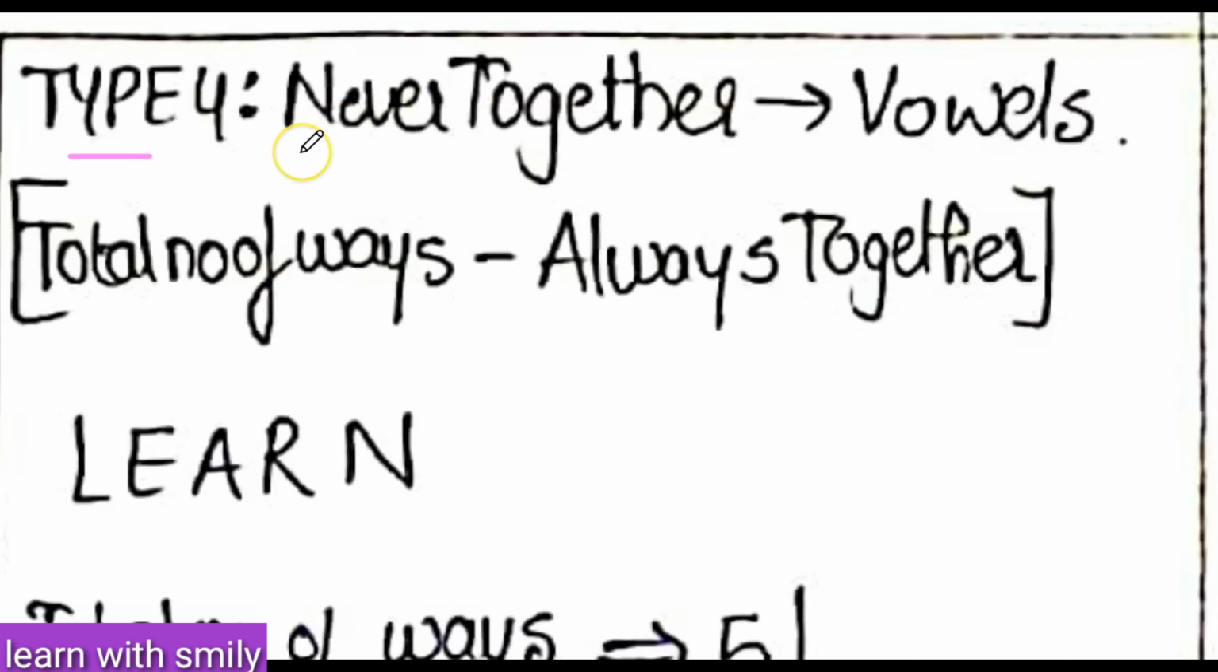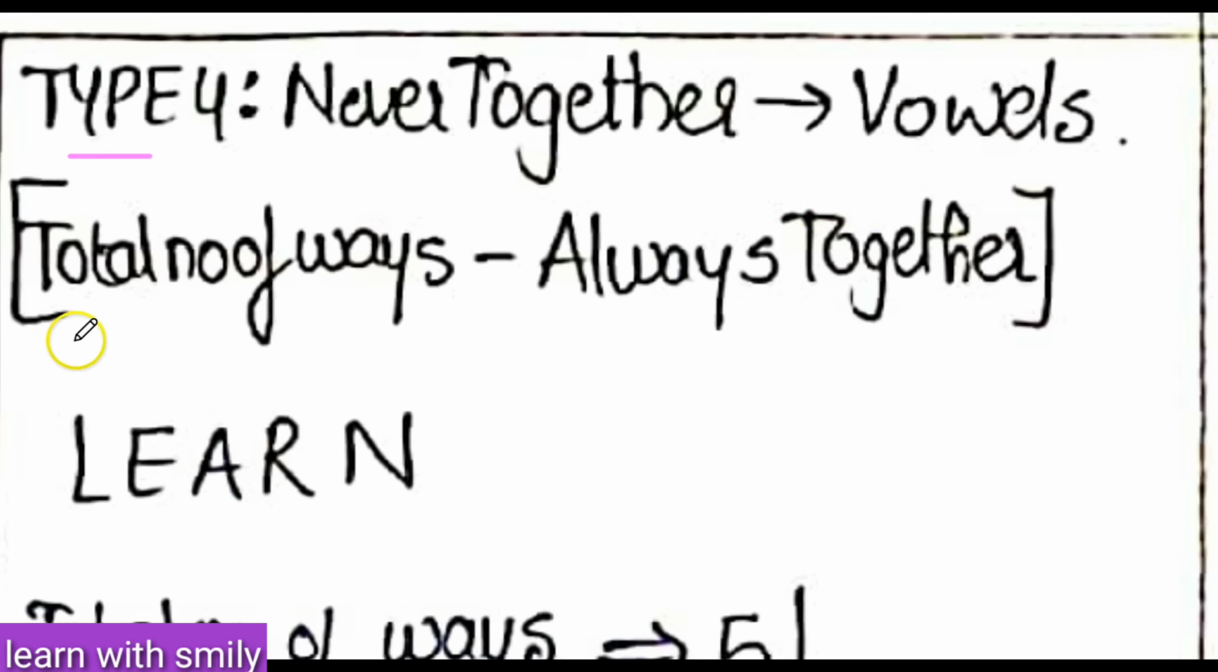As we have discussed in type 3, that is always together, for vowels and consonants, type 4 is never together, which is completely the opposite of type 3. The same applies for vowels, consonants or any other words. Got it? So here is the quick formula: total number of ways minus always together. So here we have to find out the total number of ways and always together too.